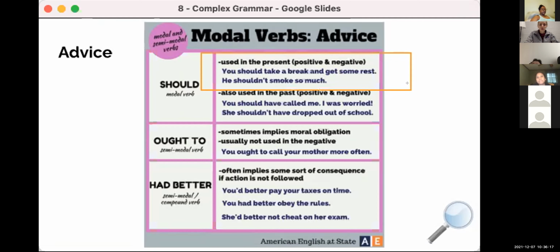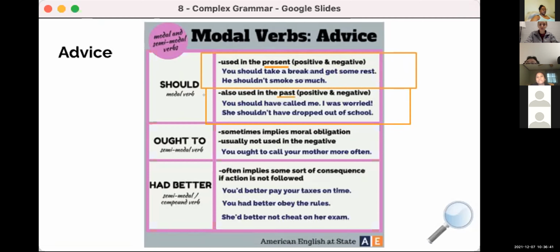We can use should in the negative and positive. You should take a break and get some rest. He shouldn't smoke so much. This is used in the present tense. We can also use should in the past tense as well for the past.